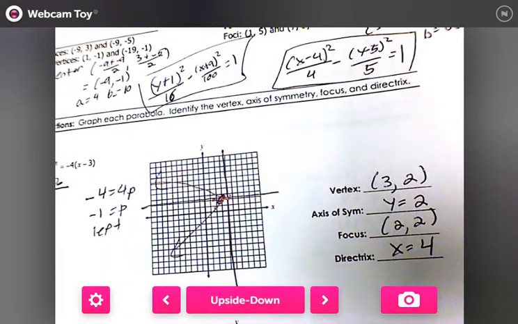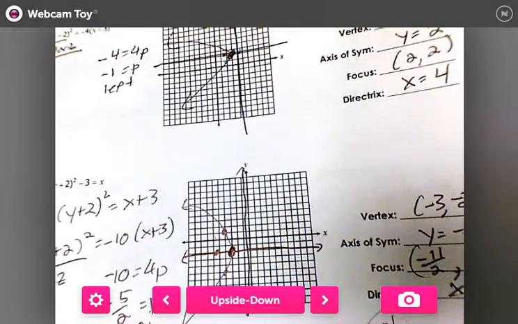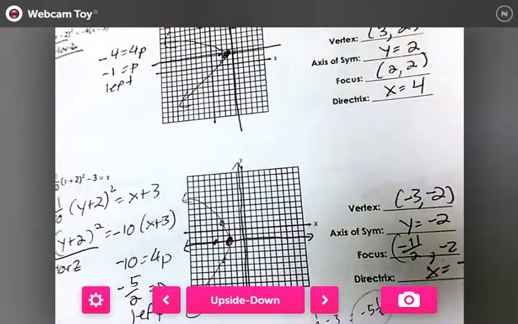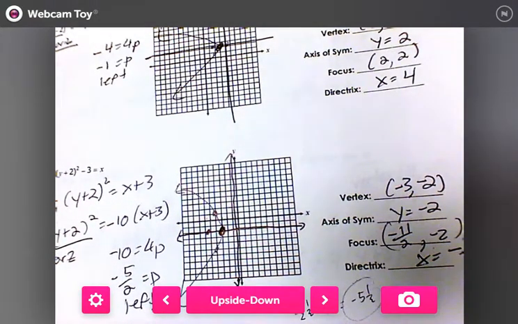Number 7. The vertex is -3, -2. Axis of symmetry is y equals -2. The focus point is -11 halves, or -5 1/2 if you want to put it that way, and -2. And the directrix is x equals -1/2.